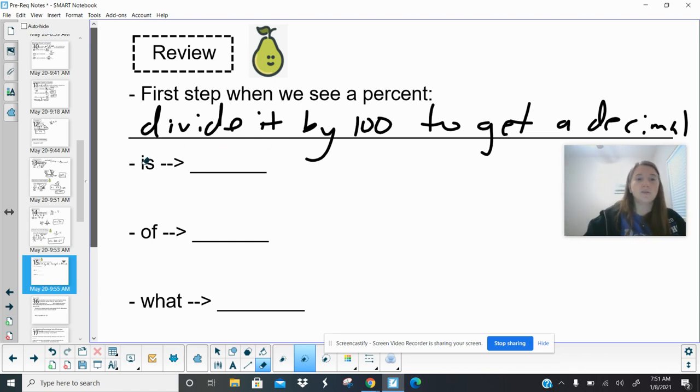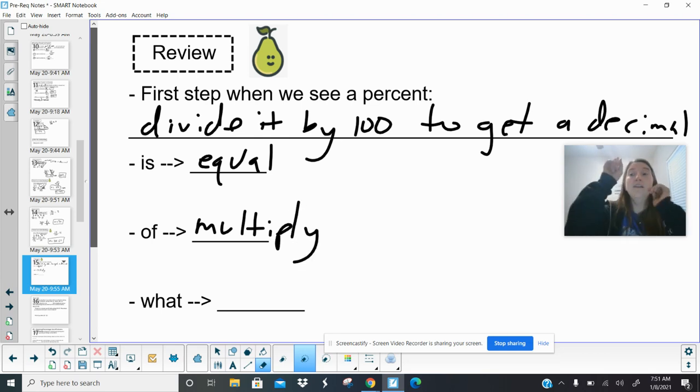And then to review once more, what does "is" become? Is equal. So if you didn't write this down yesterday because you didn't have the packets or for whatever reason, you're definitely going to want it right now. If this is that, they are equal. Of means to multiply. I keep saying it because it comes up so often. Of means to multiply. And if it's what, we don't know what it is, so it is a variable, it's x.